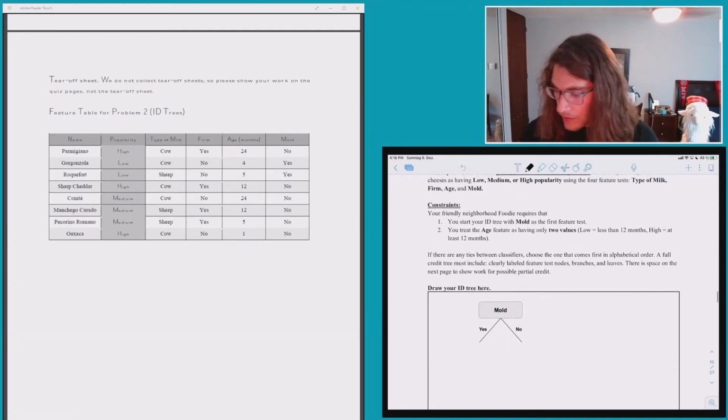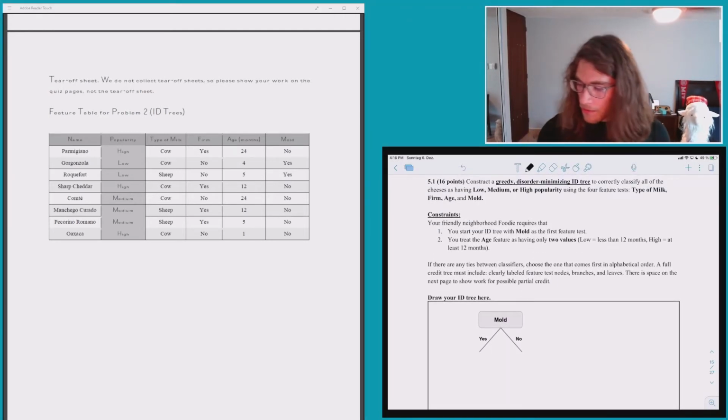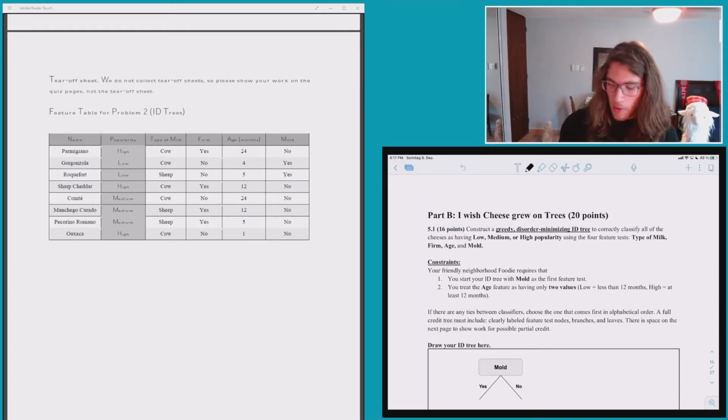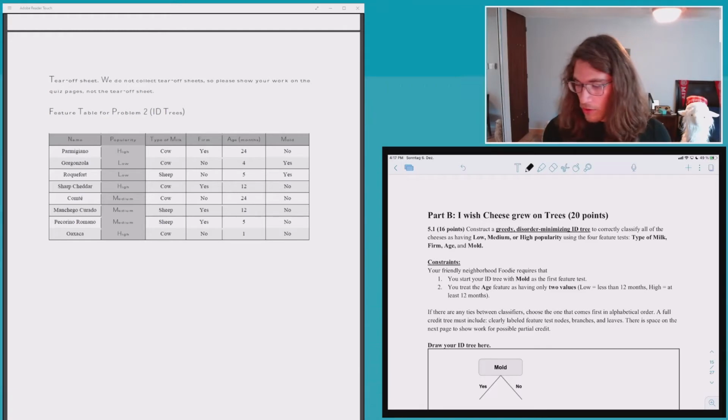Now we're asked, I forget to stop at the prompt. Once you read the prompt, you'll see that we're asked to perform a greedy search, or to construct a greedy ID tree, which means we're always going to pick the test with the lowest average test disorder. And that's going to involve seemingly a lot of calculation, but in reality, many times you don't really have to calculate it in order to know the answer.